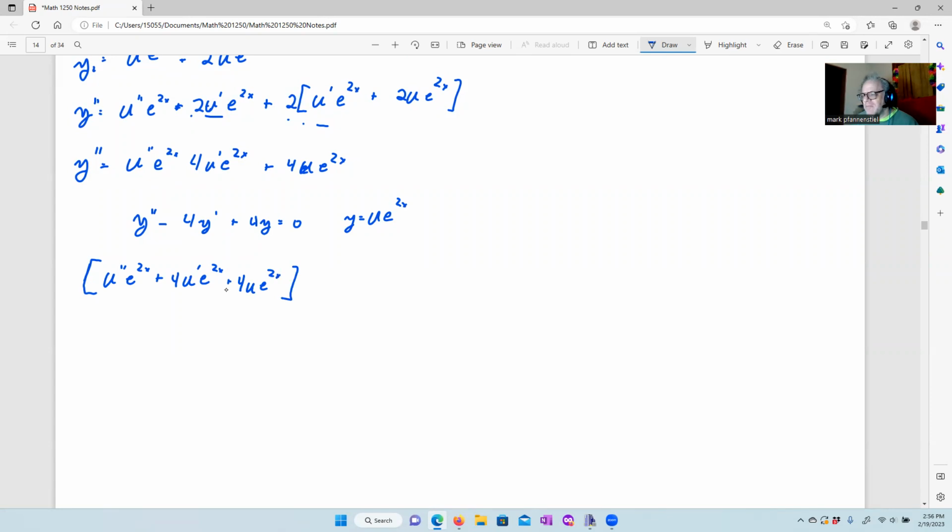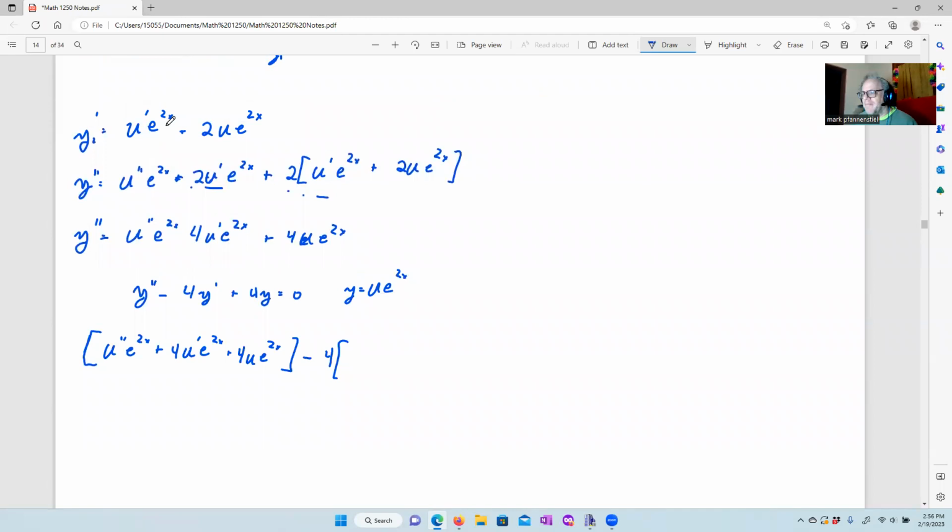And that takes care of my y double prime. Minus 4. What was y prime, rather? That was just going to be this guy up here. So we have 4 times u tick e to the 2x plus 2u e to the 2x. Okay, so that takes care of this piece. And then we also have plus 4. Remember, our solution is u e to the 2x, because we're working this specific example.